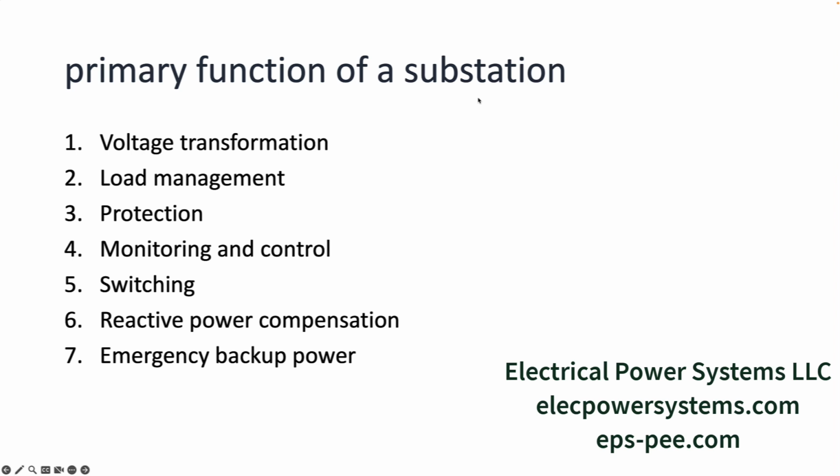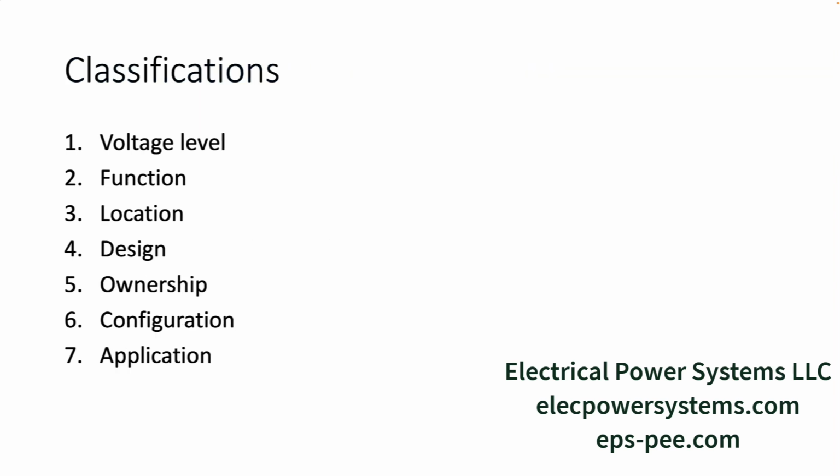Reactive power compensation. Substations may also include equipment such as capacitors and reactors to help manage reactive power in the electrical grid. Reactive power compensation helps to stabilize voltage levels and reduce power losses, which can improve the overall efficiency of the system. Emergency backup power. Some substations may be equipped with emergency backup generators or battery storage systems to provide backup power in the event of a power outage or other emergency situation.